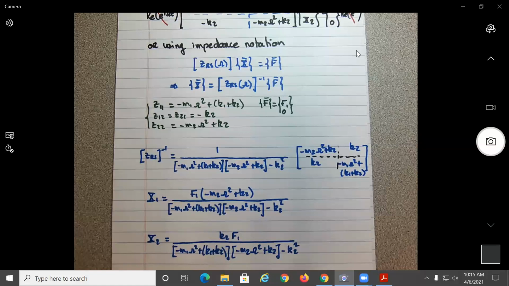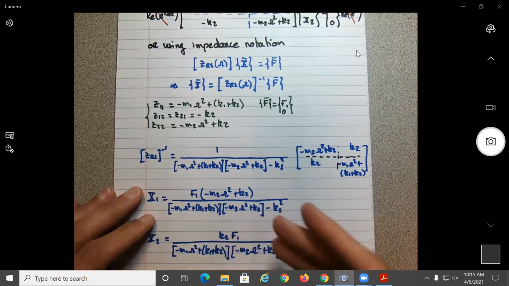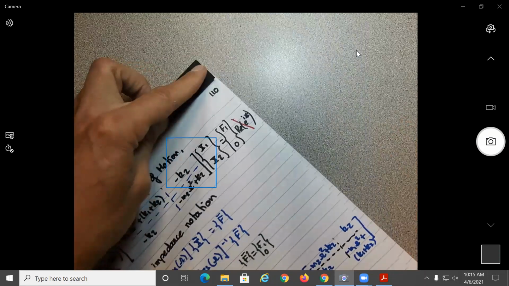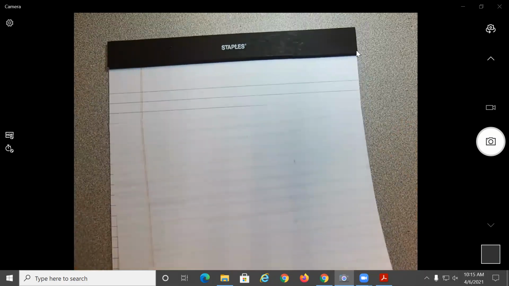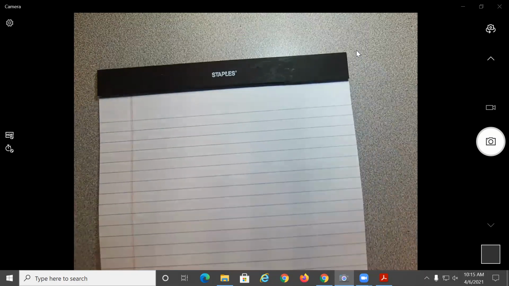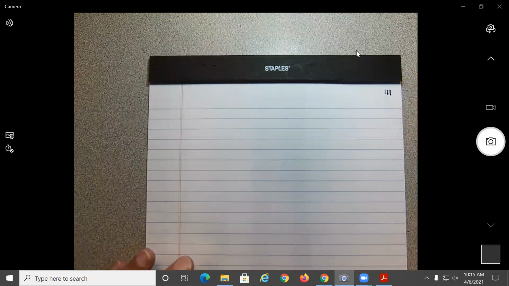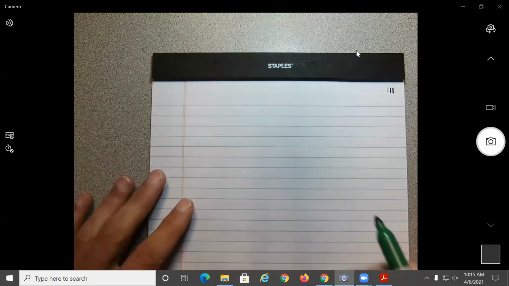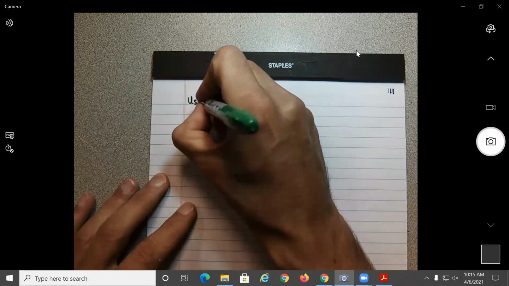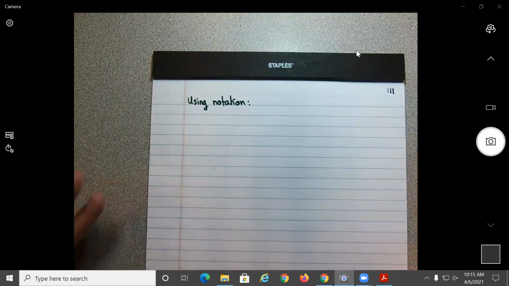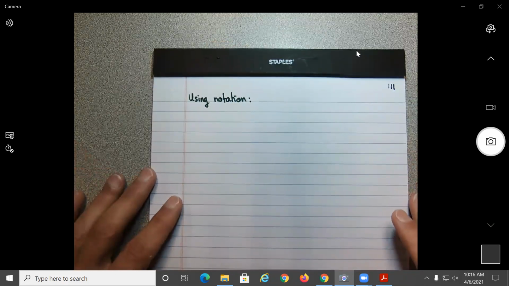All right, so now in order to follow the textbook notation, we need to not change the variable, but just write this equation in a slightly different form. Okay, so using notation, and there's a reason to do it, because then the figure makes it easier to understand.